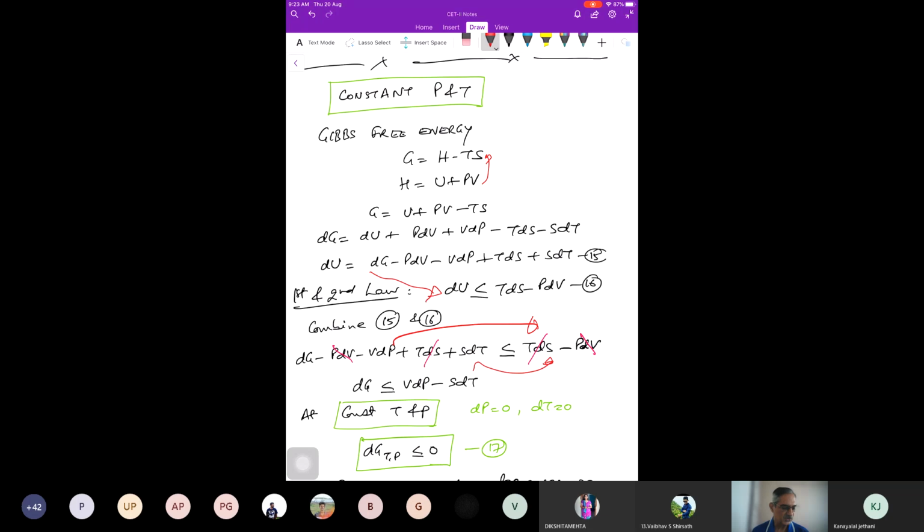And for a constant pressure system, dP is equal to 0. And for constant temperature, dT is equal to 0. So what you'll get is dG for constant temperature and pressure systems is less than or equal to 0.